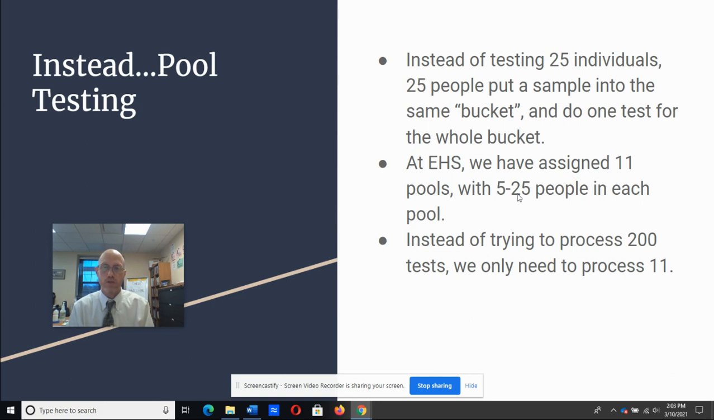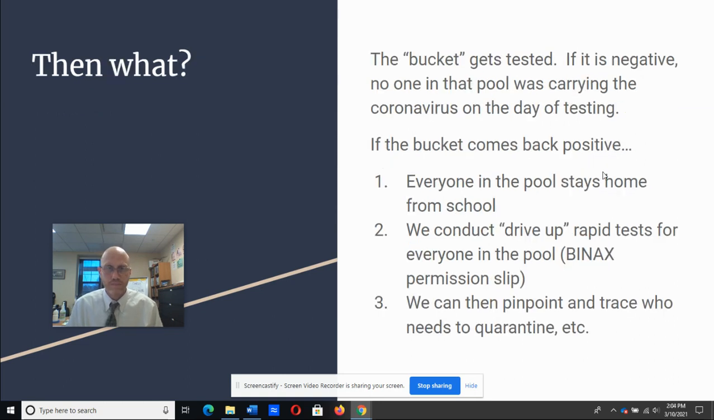So at East Hampton High School, we have assigned 11 pools throughout the building, with somewhere between 5 and 25 people within each pool. So now, instead of trying to process some 200 tests, which would be all the people, if we have a full cohort of students and all of our staff, we're close to 200 people in the building, instead of doing 200 individual tests, we only need to do 11 tests because we've got 11 buckets that we're sending out. So we save a lot of money, and this actually makes this testing doable, whereas before it was not possible.